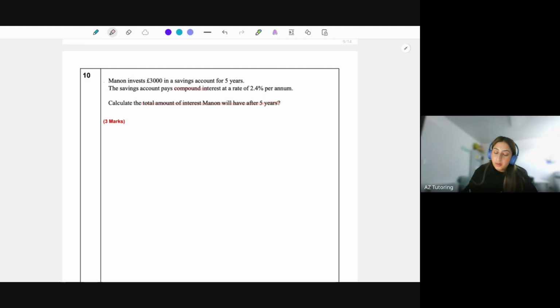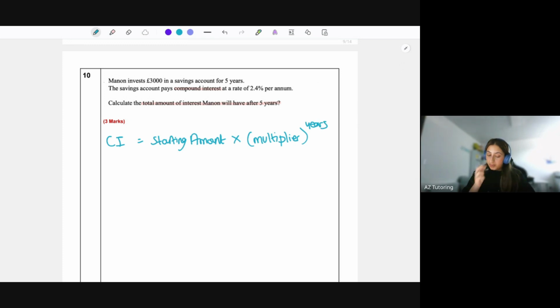So we are using the compound interest formula. We know compound interest is starting amount multiplied by the multiplier, which we have to find, to the power of number of years. So we've got the starting amount, £3,000. We've got the number of years, which is 5. We need to work out the multiplier from your percentage.